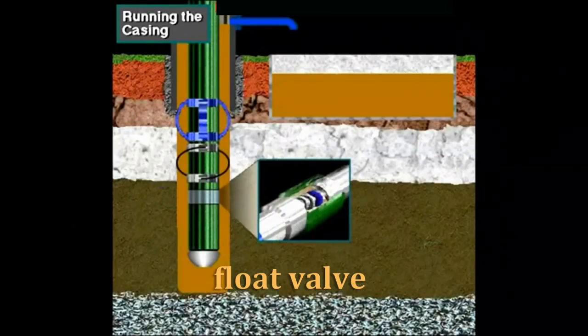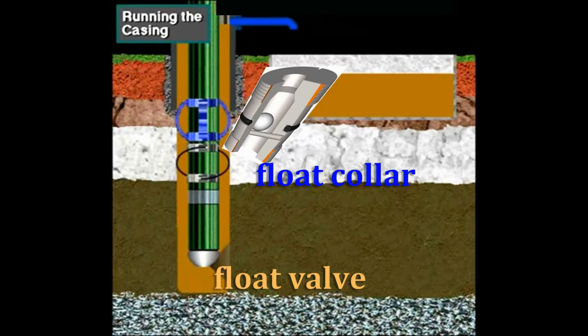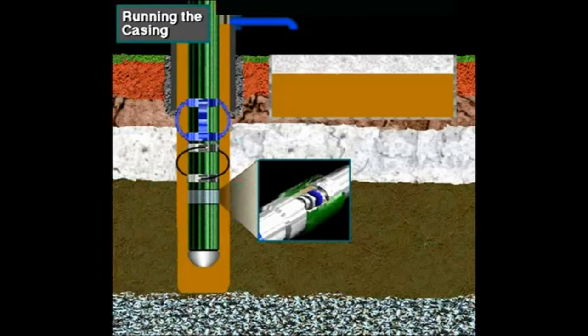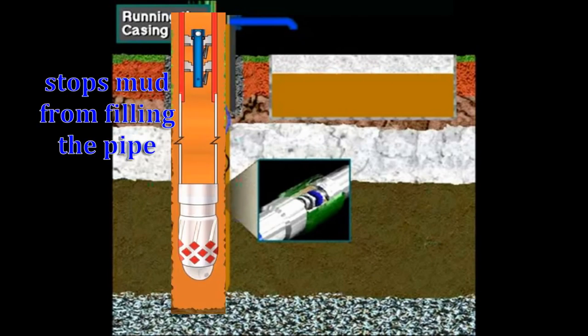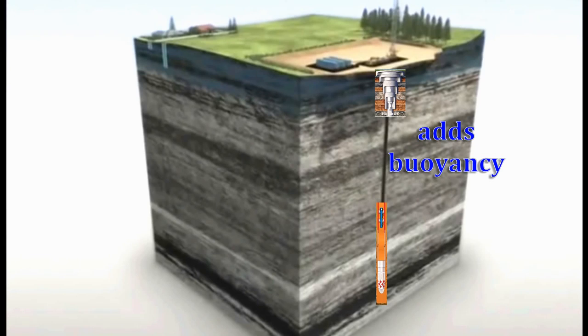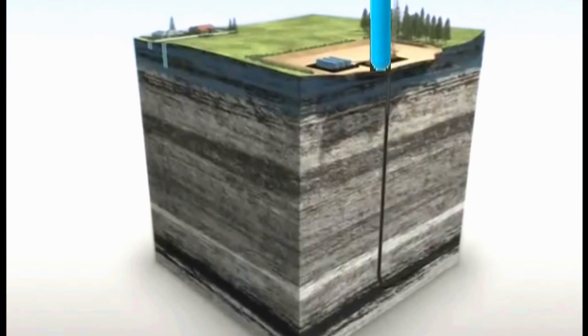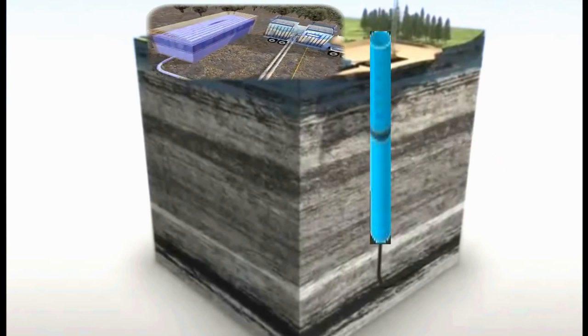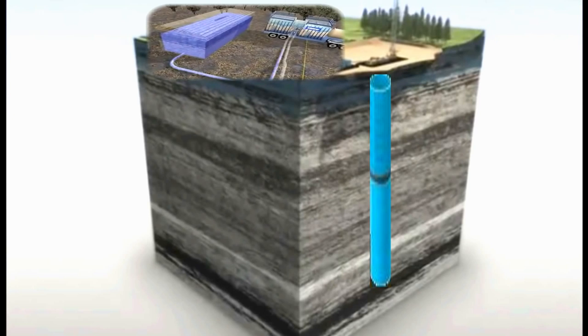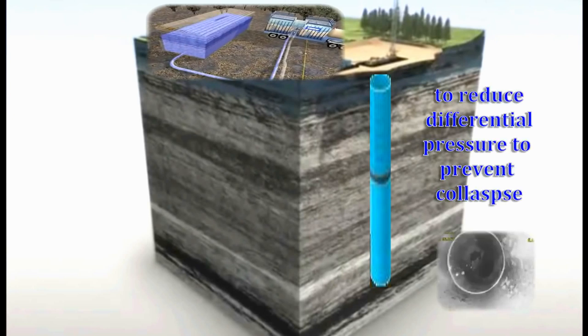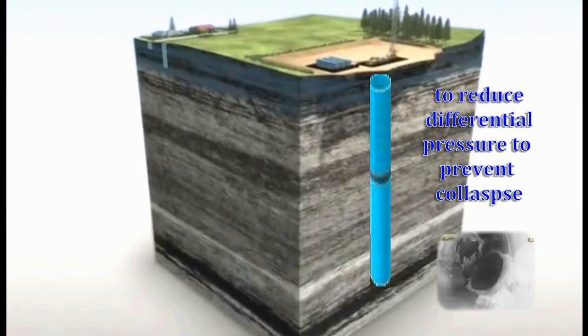Next is the float valve. It can sit either in a shoe called a float shoe or in a float collar located a joint or two above the shoe. The function of the float valve is to prevent mud from filling the pipe. It also provides buoyancy to the pipe, which then lessens the load on the derrick and the top joint of the pipe. As the casing is run in the hole, the casing pipe is periodically filled with water at the surface to reduce differential pressure that might cause the casing to collapse.